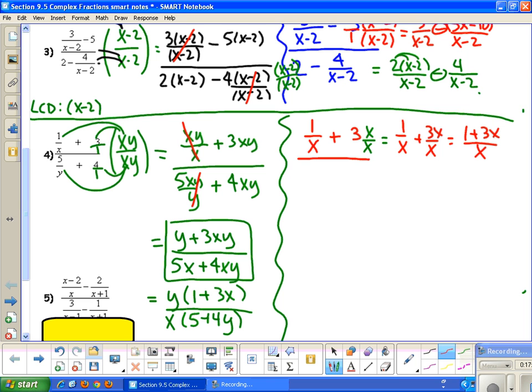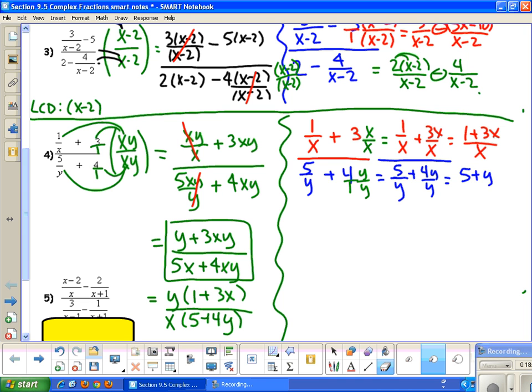And then I'm going to do my denominator now. So my denominator is 5 over y plus 4. So I need to multiply this by y over y because this is over 1. That would give me my common denominator. So that's equal to 5 over y plus 4y over y. Now I have my common denominator. So that would give me 5 plus 4y over y, and remember these two are being divided.